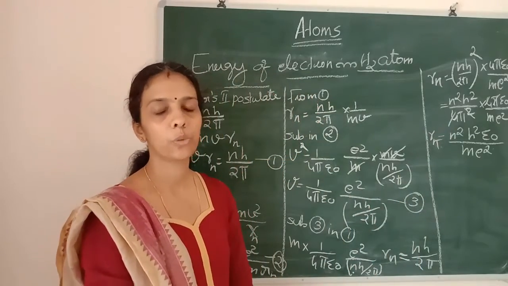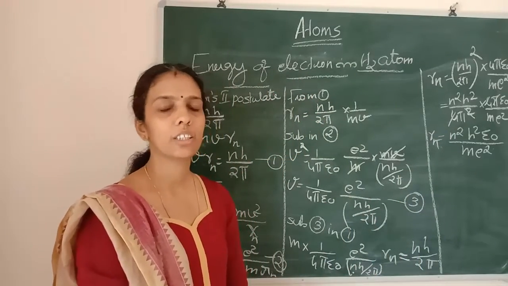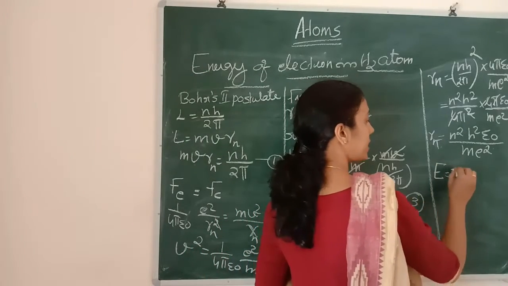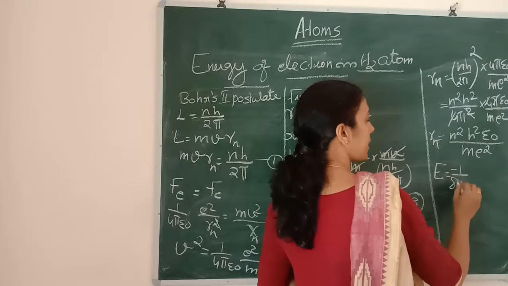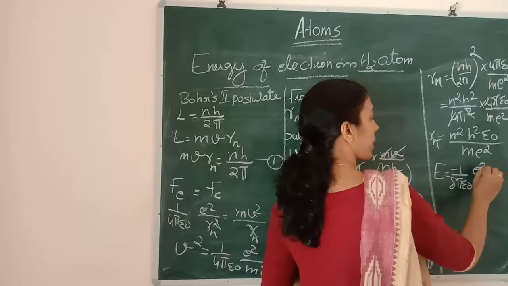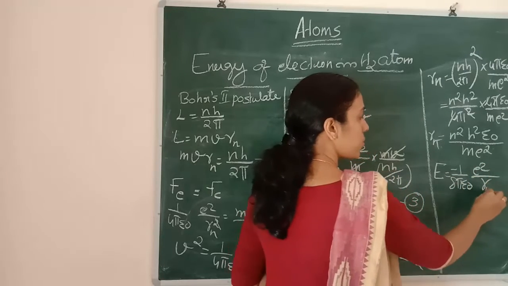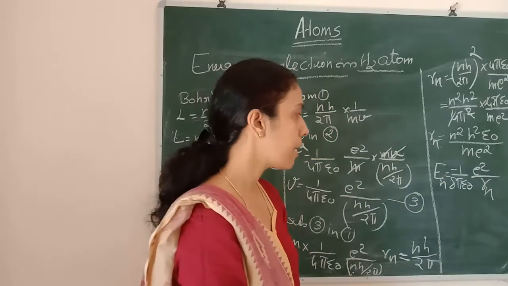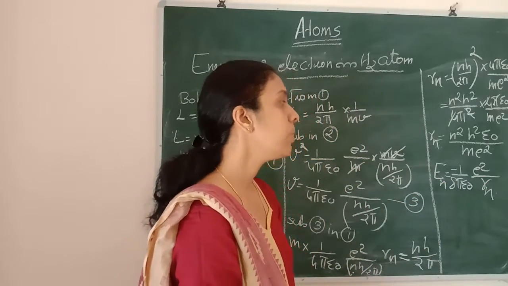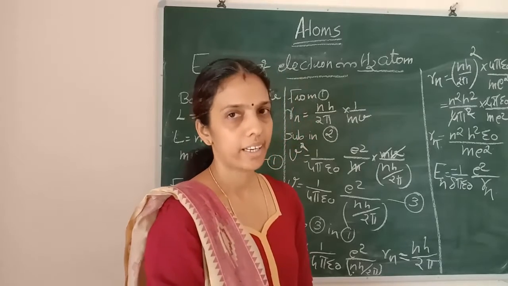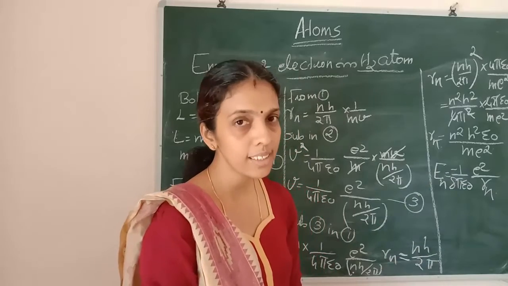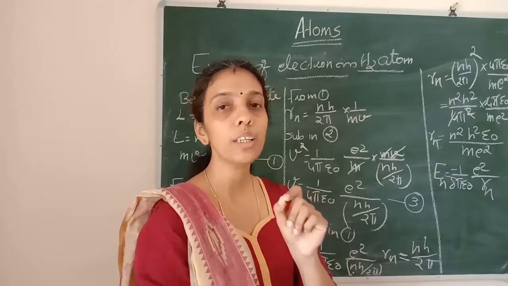So now we are going to find out the total energy using the other equation. What is the formula for total energy? Minus 1 by 8 pi epsilon 0 e square by r. So if it is for nth orbit means En equals minus 1 by 8 pi epsilon 0 e square by rn. Okay, don't forget to put the negative sign. Negative sign shows that electron is bound to the nucleus.